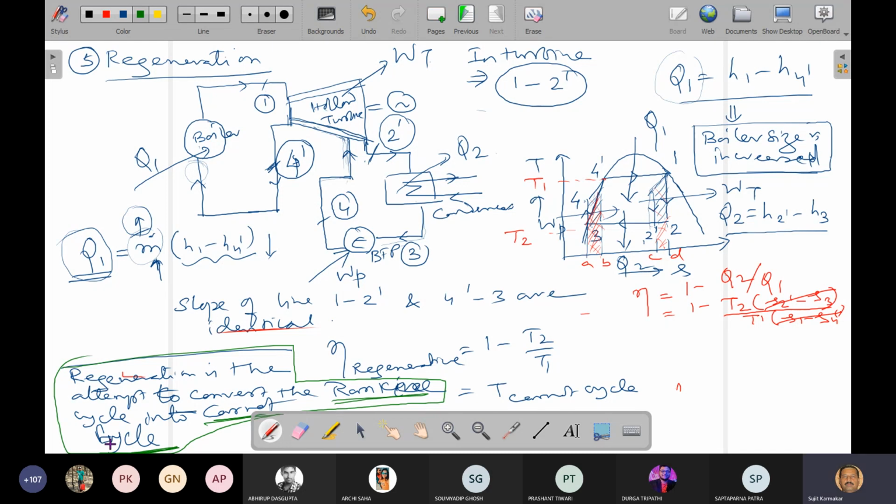Or else, in other way also, we can write this same thing in a little bit different fashion. By regeneration we can Carnotize the Rankine cycle. Can I write like this? So by regeneration I can Carnotize the Rankine cycle.